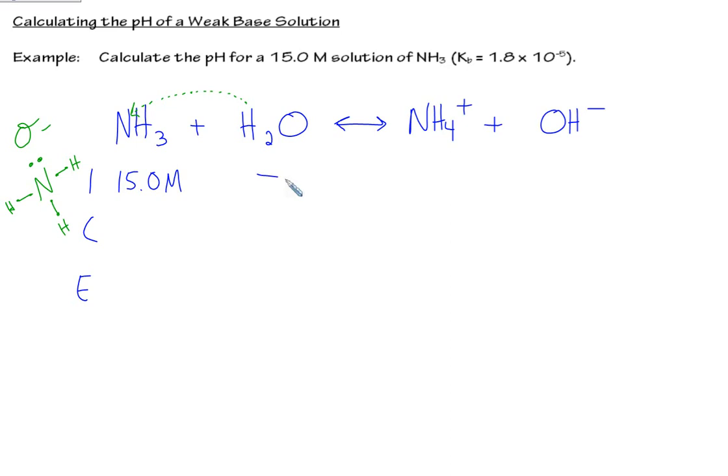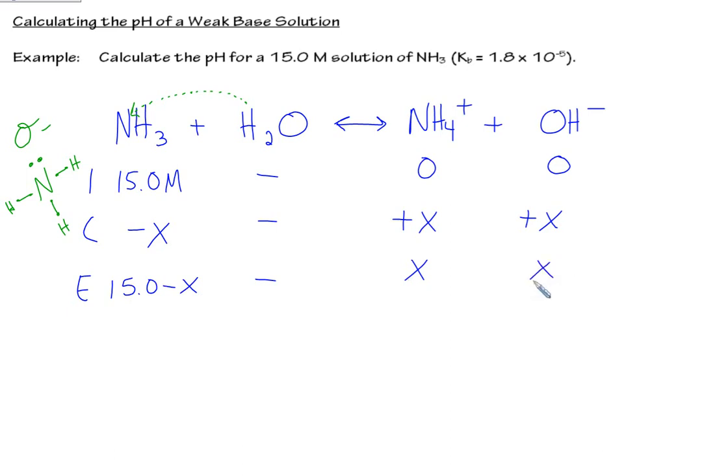We don't care about the water. We could scratch it all the way through if you want. It's in the equation to show where the hydroxide is coming from, but we're not going to use the water when we do our equilibrium calculations because it's a pure liquid. We don't include pure liquids or solids. Initially, my products are 0. I know I'm shifting forward by x and plus x. So at equilibrium, I will have 15 minus x, x, and x.